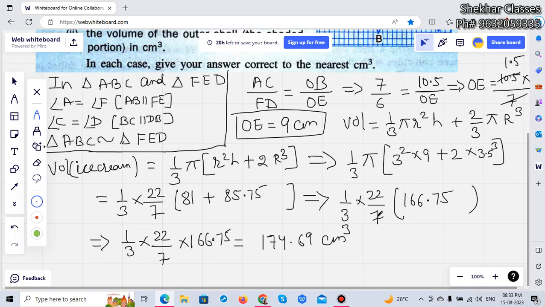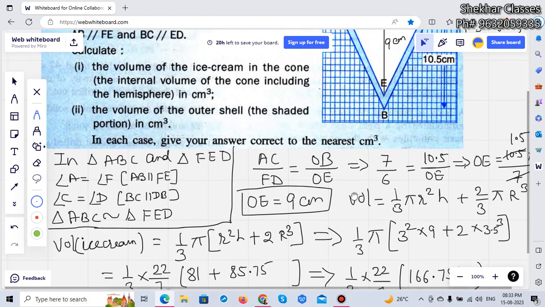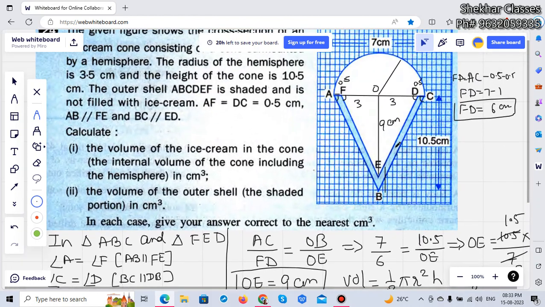Okay, so that would be how much? 175 centimeter cube. This is the ice cream in it, and the answer for the first question. Now they are asking the volume of the outer shell. Which shell? They're asking this shaded part, this shell which is containing the ice cream. That volume we have to find.